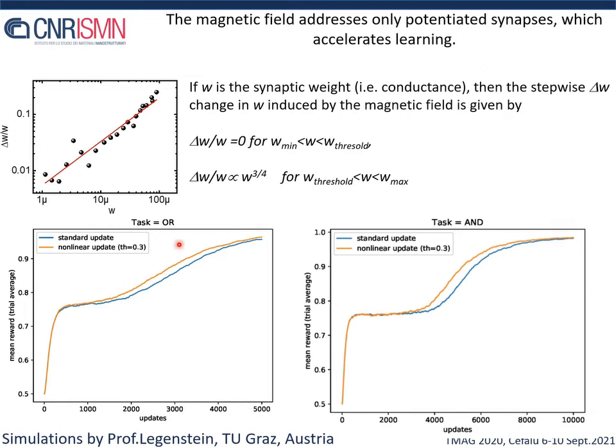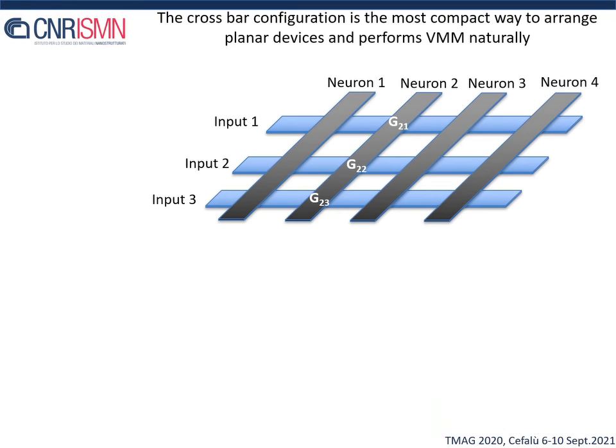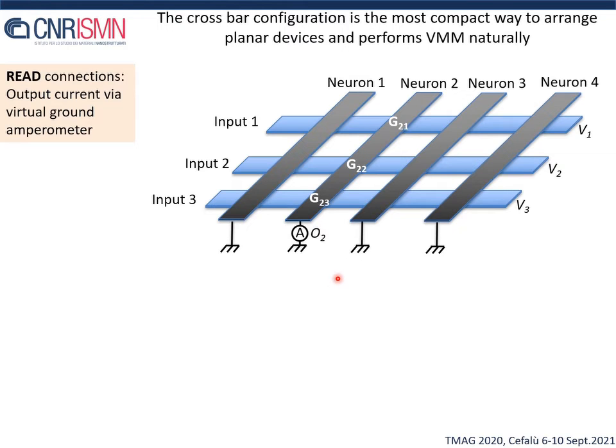Let's now turn to the other operation we are interested in, the vector by matrix multiplication. To perform vector times matrix multiplication naturally, the spintronic devices can be fabricated in crossbars, in which several top electrodes cross several bottom electrodes, and the active device is at the crossing area. In this example, there are a total of 12 active devices, each representing a synapse.